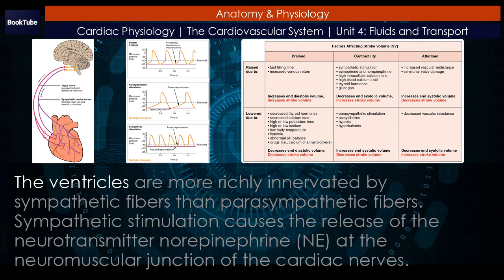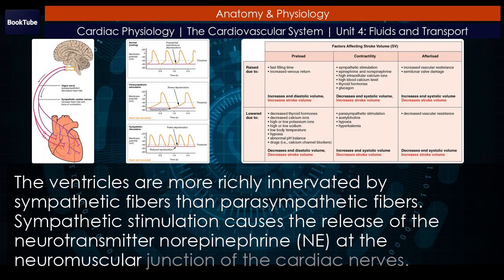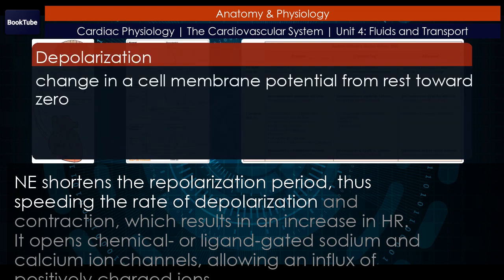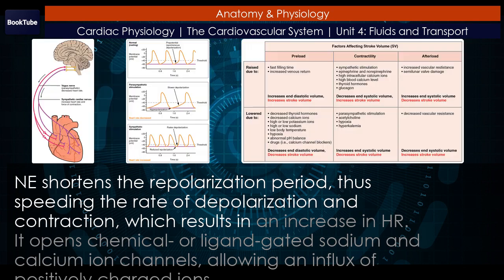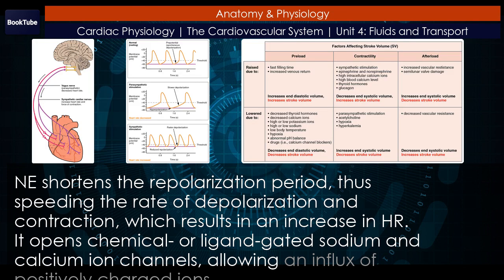The ventricles are more richly innervated by sympathetic fibers than parasympathetic fibers. Sympathetic stimulation causes the release of the neurotransmitter norepinephrine, NE, at the neuromuscular junction of the cardiac nerves. NE shortens the repolarization period, thus speeding the rate of depolarization and contraction, which results in an increase in HR. It opens chemical or ligand-gated sodium and calcium ion channels, allowing an influx of positively charged ions.